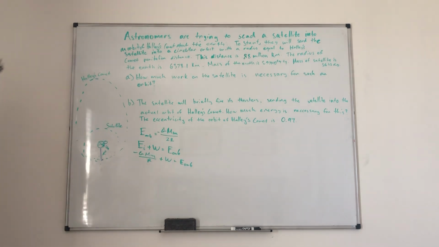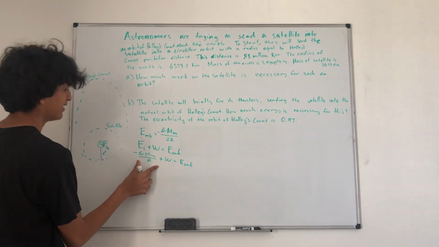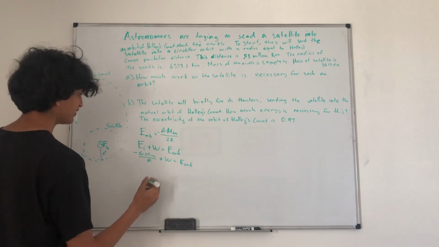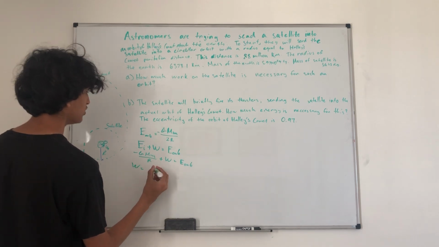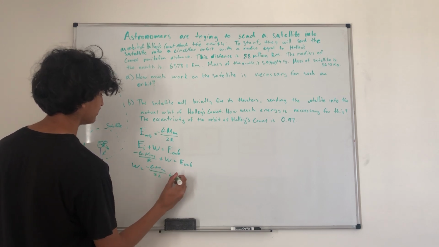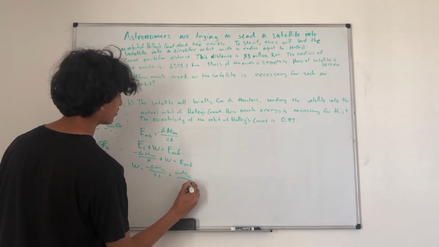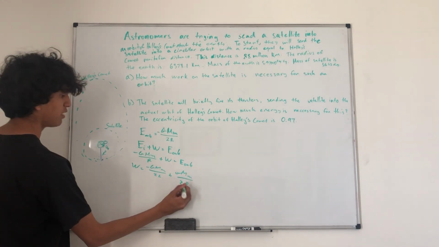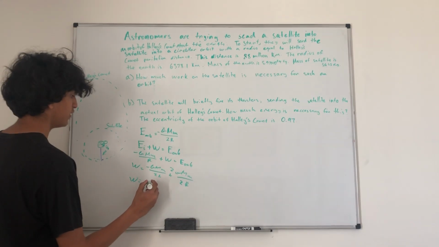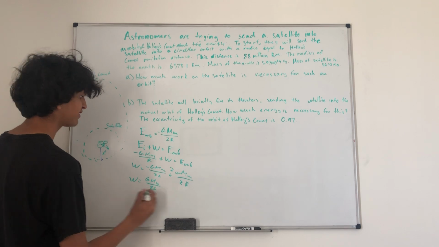Now all we really have to do is add this to both sides, in this case subtracting a negative. So the work is really just going to equal negative G M1 M2 over 2R plus G M1 M2 over R. And if we're going to add fractions, we have to have the common denominator, and then you can figure out the work is going to be equal to G M1 M2 over 2R. That's how much energy we need.